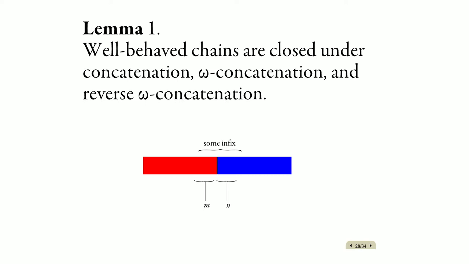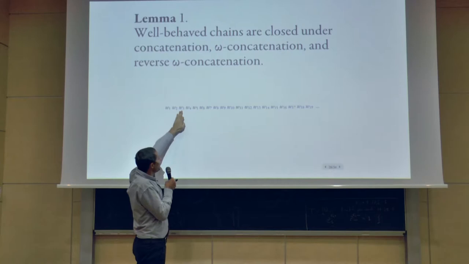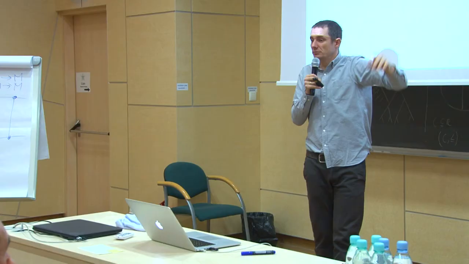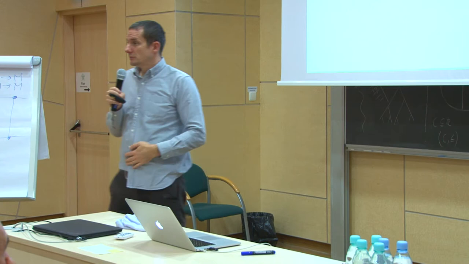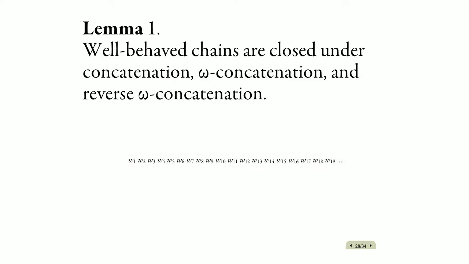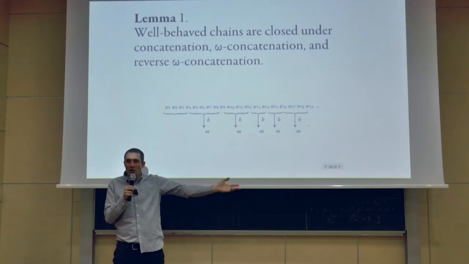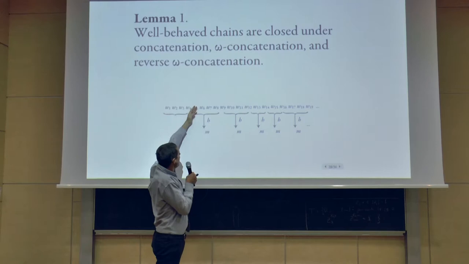Suppose now that I have omega concatenation. So I have a well-behaved chain, another well-behaved chain, another well-behaved chain, and I just continue like this forever. I want to show that it's well-behaved. So I look at some infix. Maybe that infix is finite, so maybe it's contained in this part. Then I use the binary case that I have already proved. Otherwise, my infix is a suffix. So I take some suffix of it, and let's just assume without loss of generality that this is actually the whole chain. That's really the general case, because if it's some proper suffix, then if I just restrict it to this part, this is going to be well-behaved and I concatenate it in the binary way.